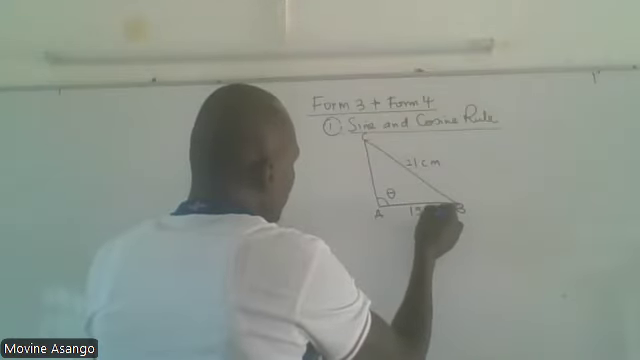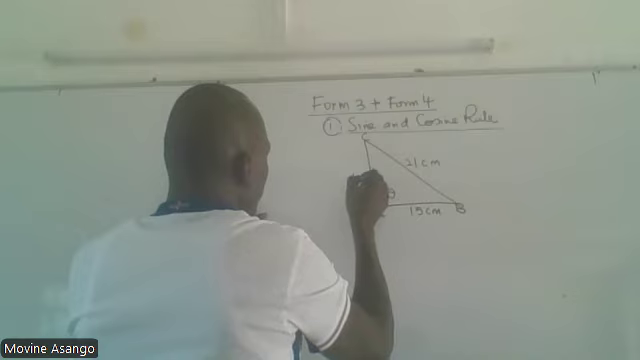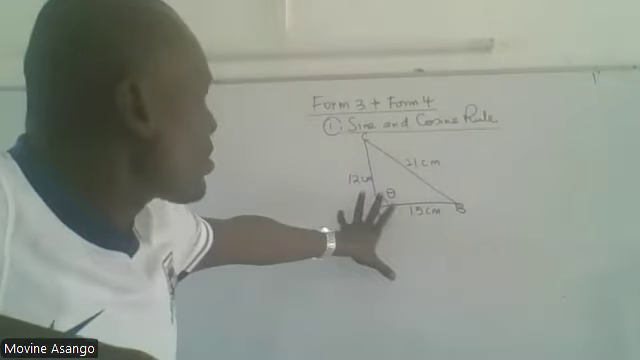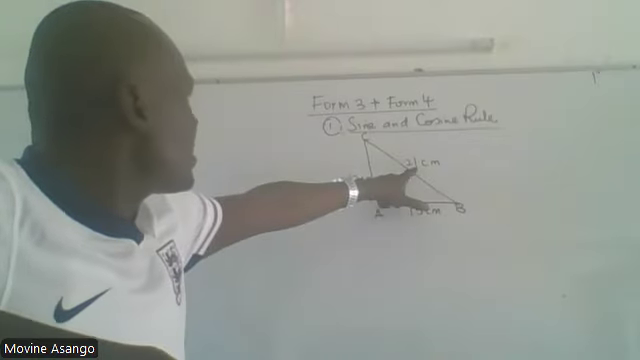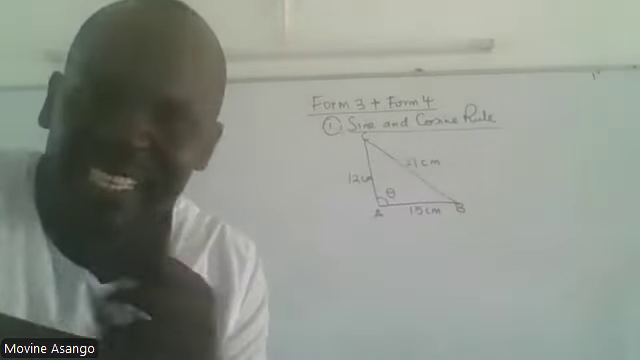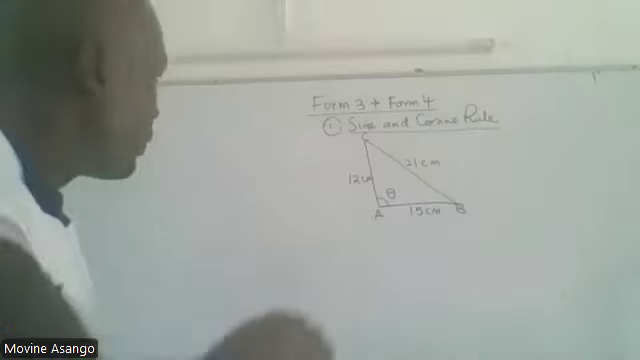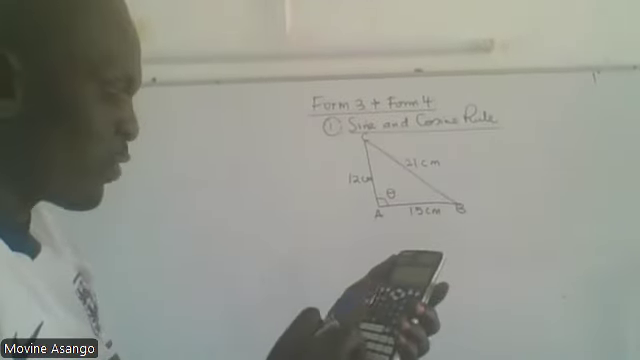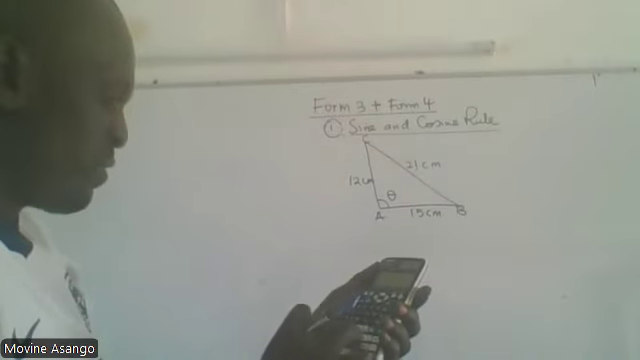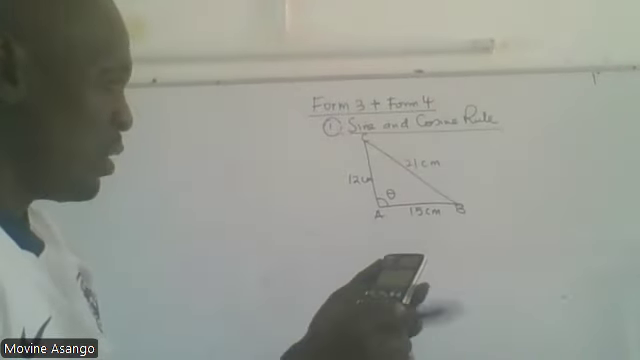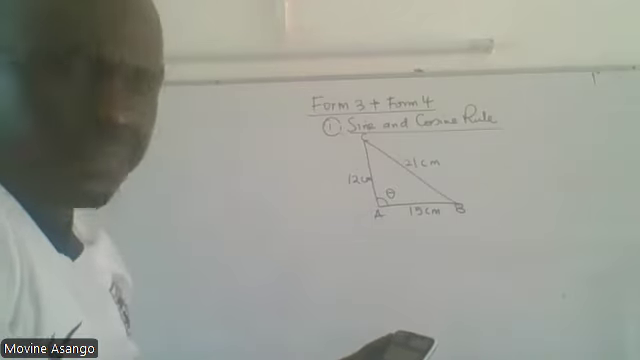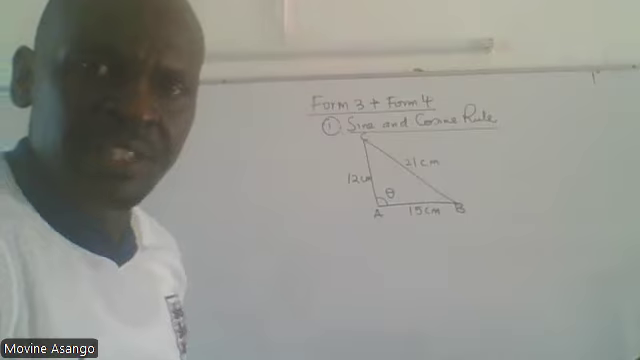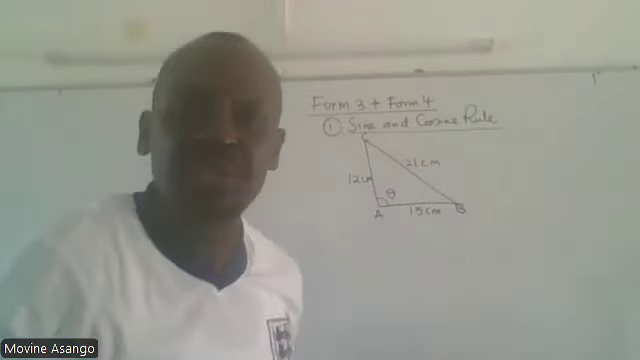This is 15 centimeters. This is 12 centimeters. One thing you must know: if we have such a triangle, then the longest side, unless it is a right angle triangle... If you try 12 squared plus 15 squared, you get 369, which is less than 441, the square of 21. It means that this angle is obtuse.